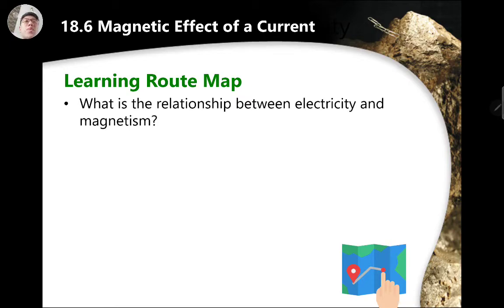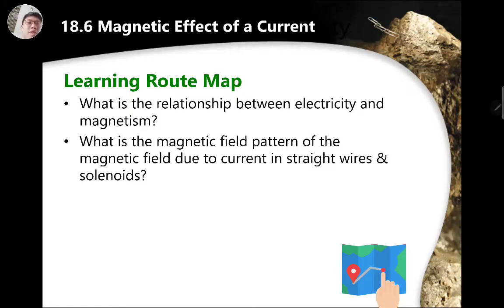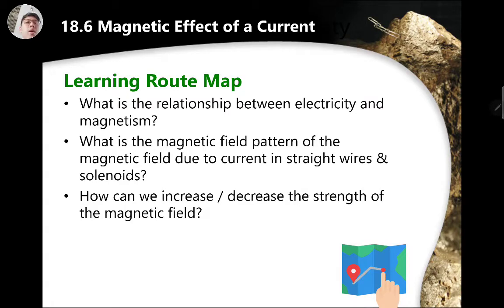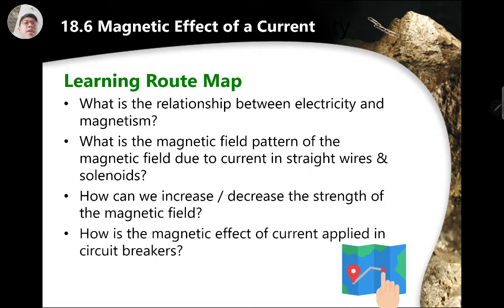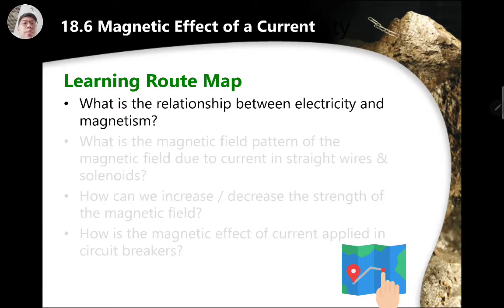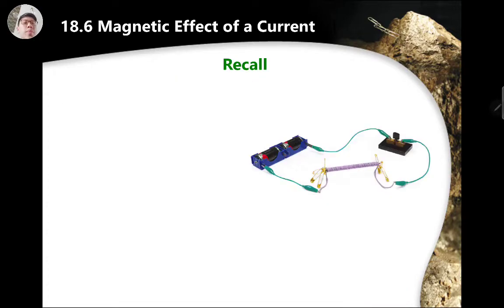We're going to cover what is the relationship between electricity and magnetism, what is the magnetic field pattern of the magnetic field due to the current in straight wires and solenoids, how can we increase or decrease the strength of the magnetic field, and how is the magnetic effect of current applied in circuit breakers. Okay, for this video specifically, we're just going to look at the first one. What is the relationship between electricity and magnetism?